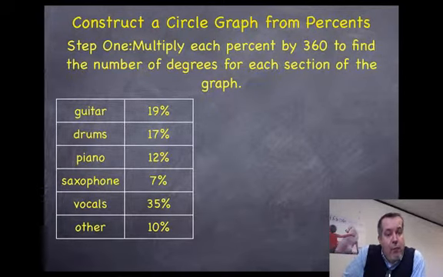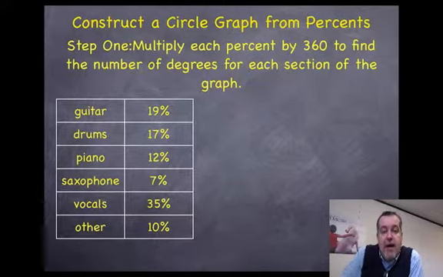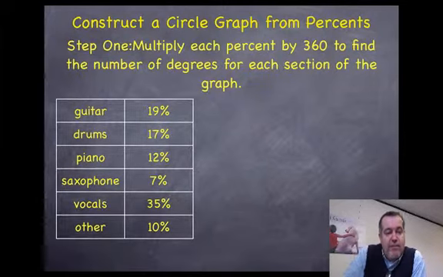And there are 4 steps to doing this properly. The first step is that we're going to multiply each percent by 360 to find the number of degrees for each section of the graph. Well, why 360? Because there are 360 degrees in a circle. And since we're making a circle graph, we need to figure out what percent of the circle is going to be dedicated to each instrument.